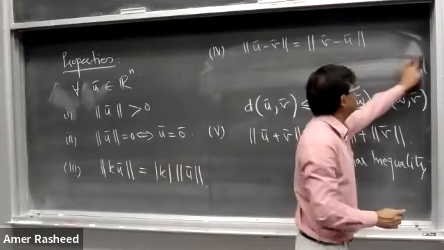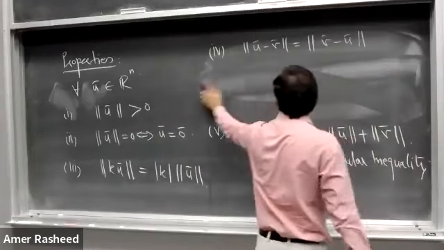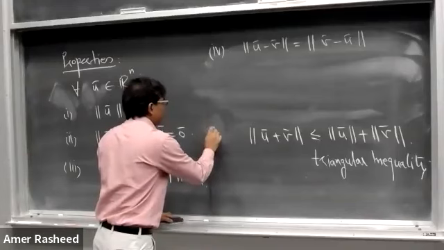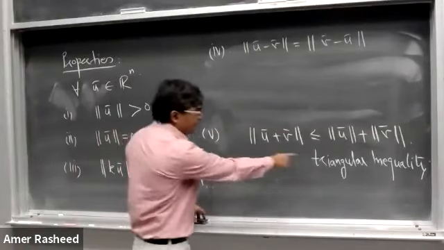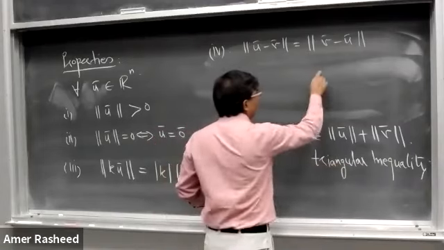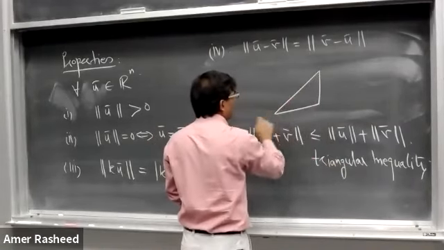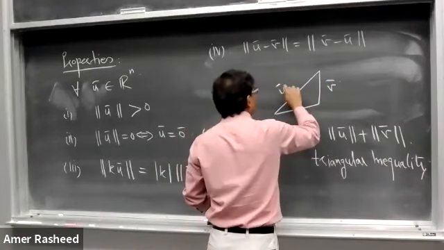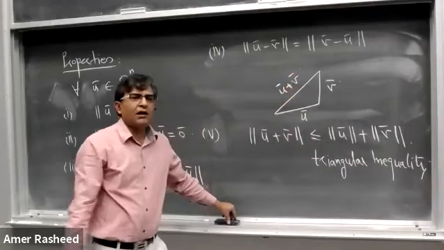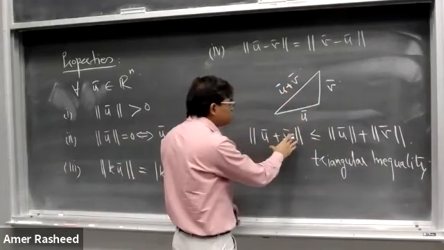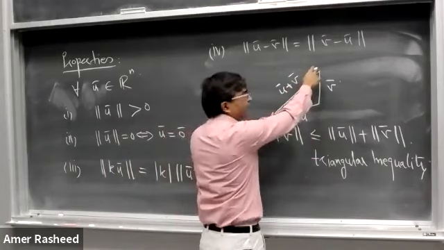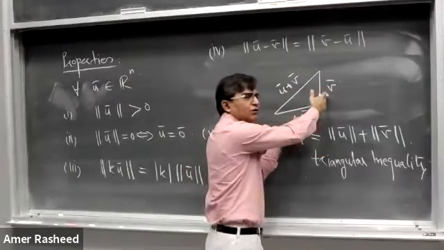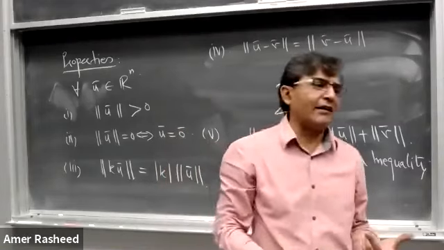Let's leave this for now, we will discuss it later. Okay, this one is the fifth property. Now what is this triangle inequality? If you have a triangle, this is your u vector, this may be your v vector, and this is your u plus v vector. In a triangle, the length of one side of a triangle is always less than or equal to the sum of the lengths of the other two sides. This is what we call triangular inequality.